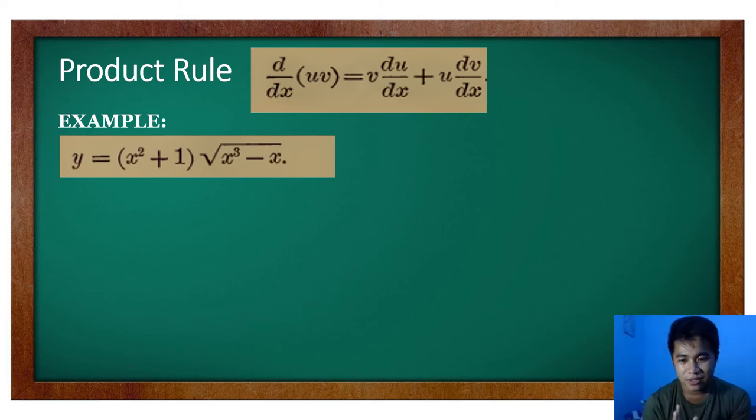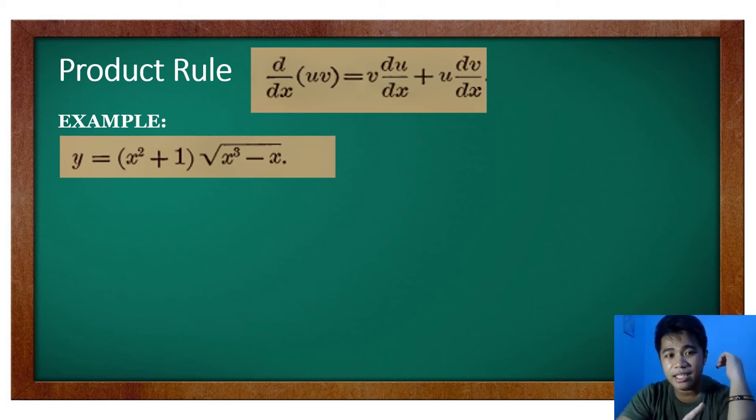So, considering this problem, we have parenthesis of the quantity x squared plus 1, and then we also have the square root of x cubed minus x. So kung titingnan nyo, para silang hindi sila parehas kasi nga may square root. That is one of the reasons why a lot of students are scared of solving problems, or they find it very difficult whenever they see a square root sign. But you know what, guys? You just have to make it like an exponent.